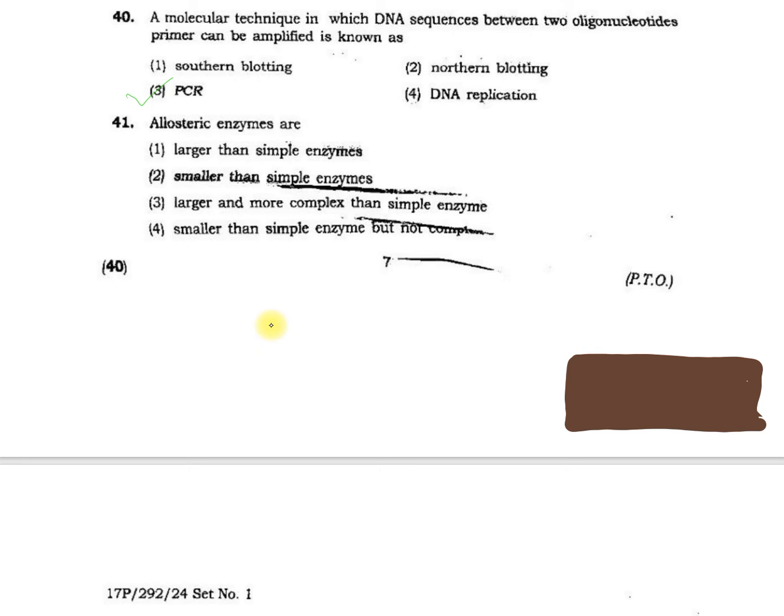Question number 41. Allosteric enzymes are 1, larger than the simple enzymes, 2, smaller than the simple enzymes, 3, larger and more complex than the simple enzymes, 4, smaller than the simple enzymes, but not complex. Allosteric enzymes are the enzymes in which there is an additional binding site for effector molecules other than the active site. On the active site, the substrate molecules bind, while at the additional binding site the effector molecules bind. So the allosteric enzymes are larger and more complex. So option 3 is the correct one.